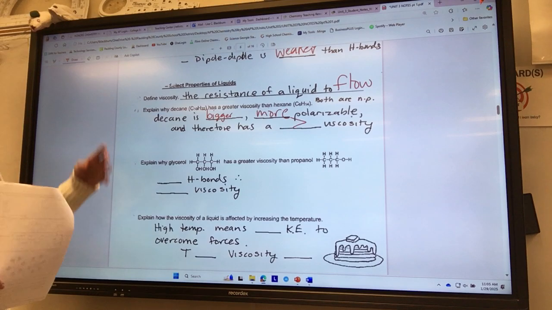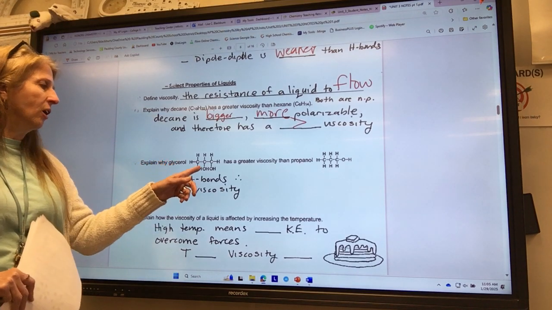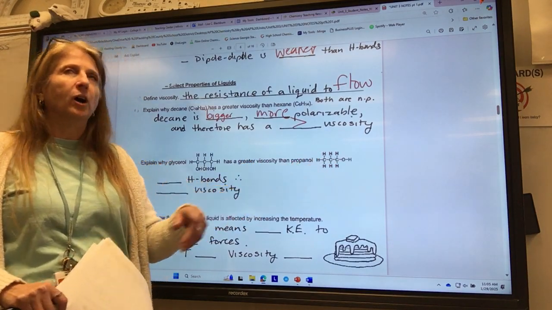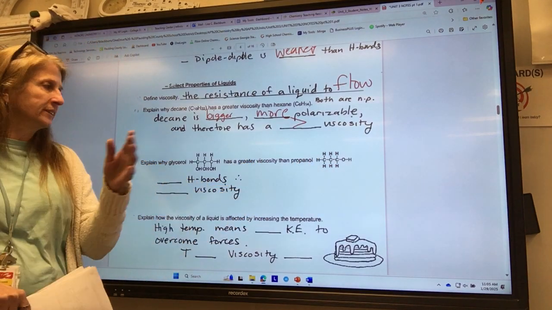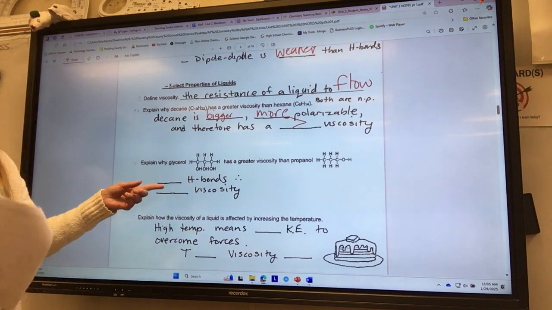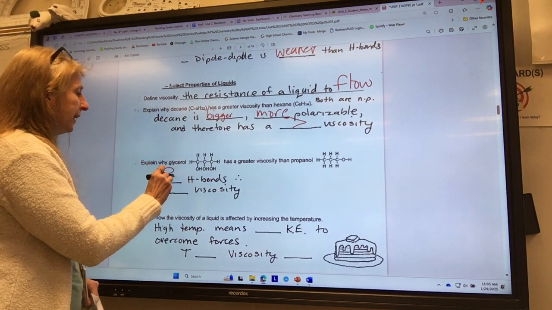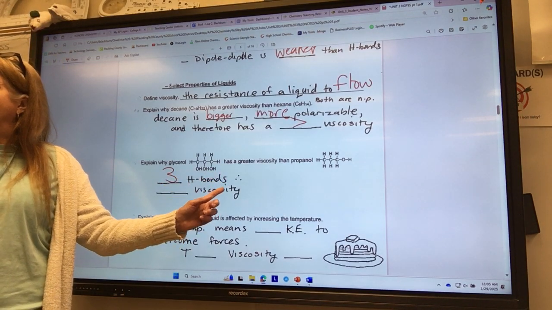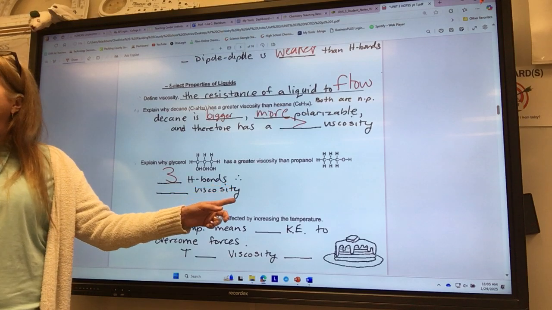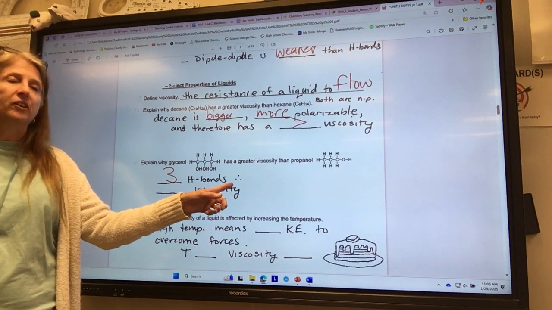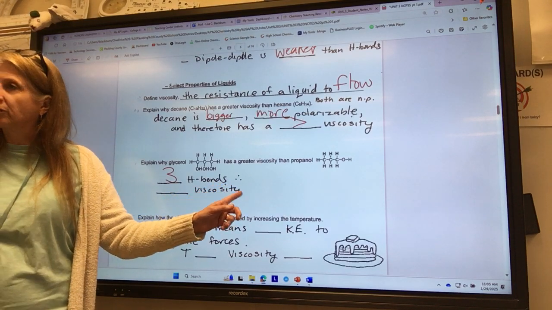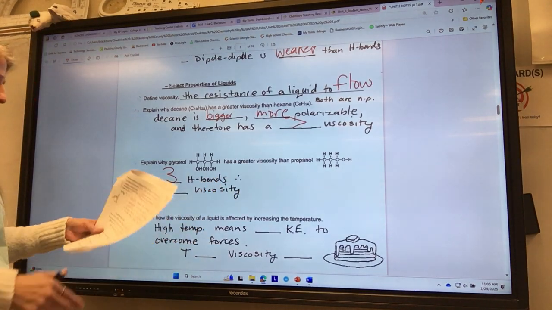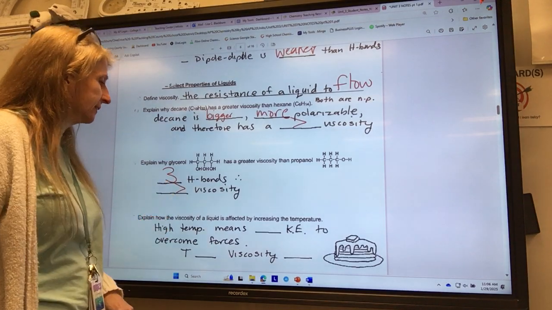Okay, so now, why do you think glycerol with 3 OHs is more viscous than propanol with 1 OH? What does it have more of? Hydrogen bonds, right? It's got 3 hydrogen bonds, therefore. Do y'all know that 3 dots is therefore in science and math? 3 dots mean therefore. And on this AP test, they're going to want you to say a lot of therefores. So make sure you include a lot of therefores, because that's showing connections and that you understand it. So therefore, it has a greater viscosity.